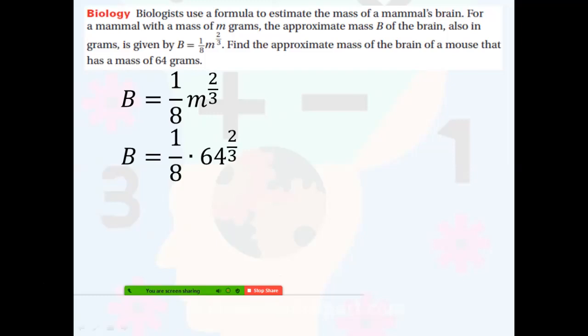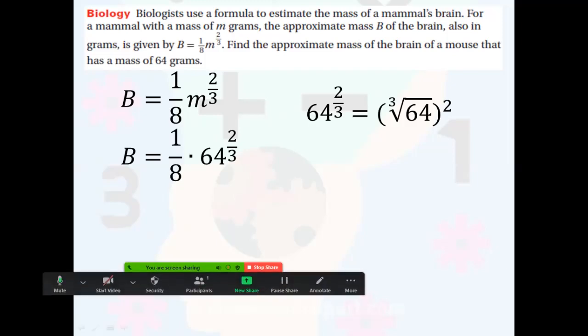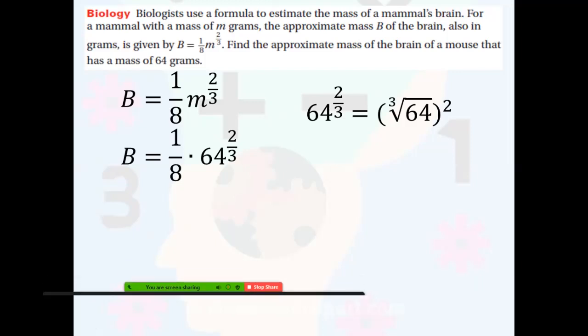So what does this mean? 1/8 multiplied by 64 to the 2/3 power, because no sign means multiplication. So what's the first thing you're going to solve? Always solve the exponents first, because that's what the order of operations says. PEMDAS says exponents first after parentheses. So how do you solve this? These are the basic ones which we solved in the previous video, right? You write 64 under the cube root, and then you use parentheses and write 2 as the whole exponent, as there is a number here.